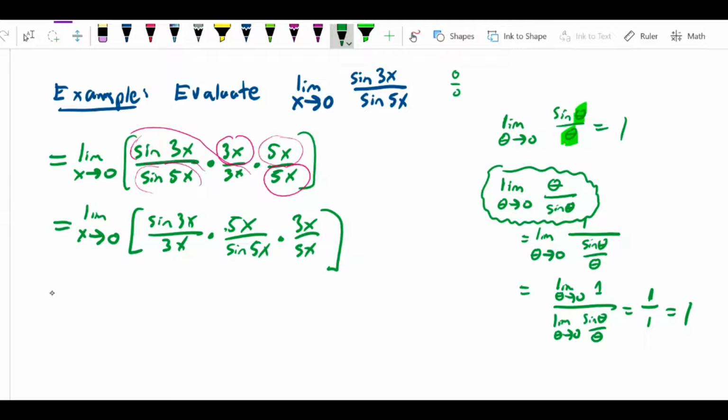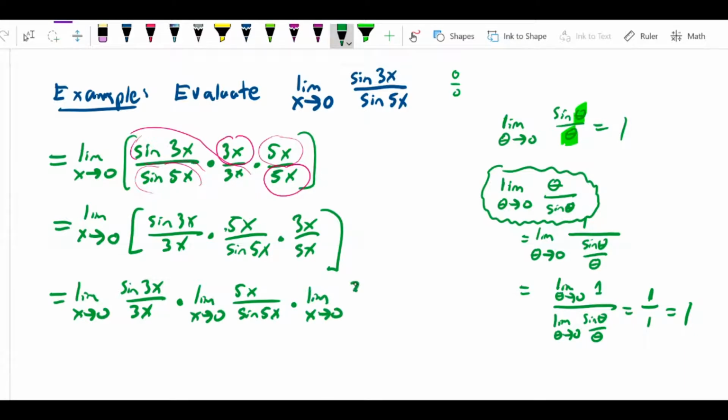But look what happens when I do this. I have the limit as x approaches 0 of sine 3x over 3x times the limit as x approaches 0 of 5x over sine 5x times the limit as x approaches 0 of 3x over 5x. Well, I can evaluate all of these because I know that this first term is just equal to 1. That's using that rule there up in the corner. And the second term is also equal to 1. That's using this rule that we just created over here, that I can flip the fraction around and I get the same result.